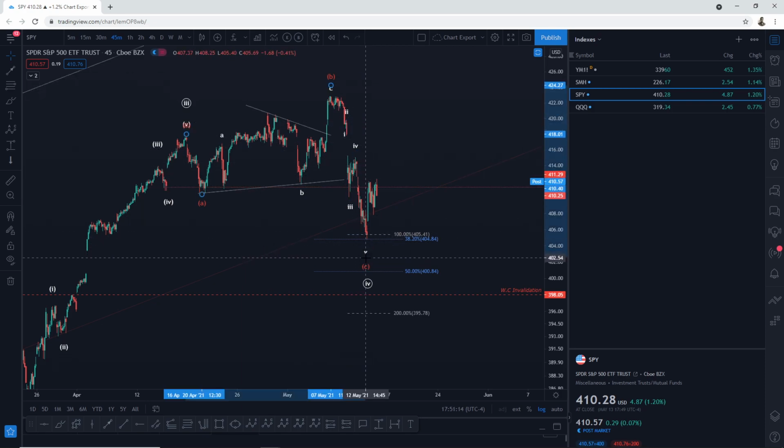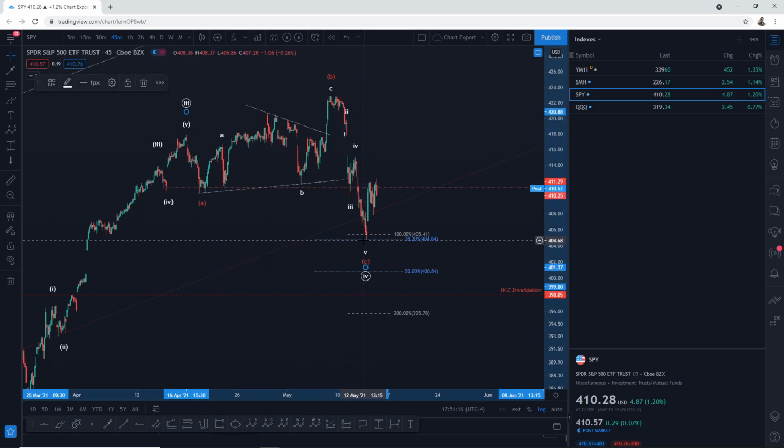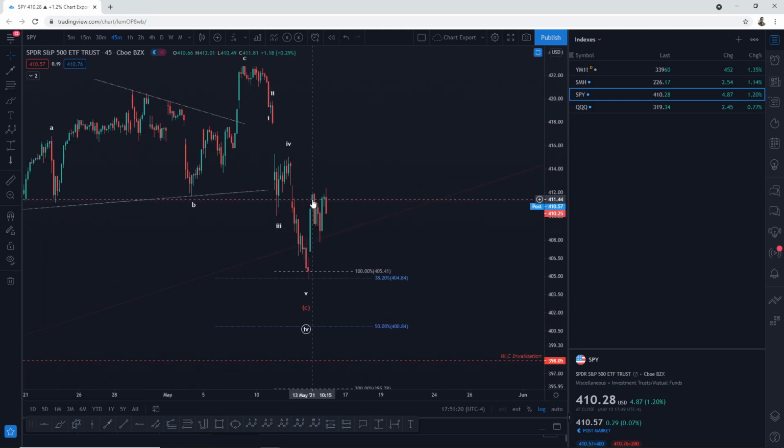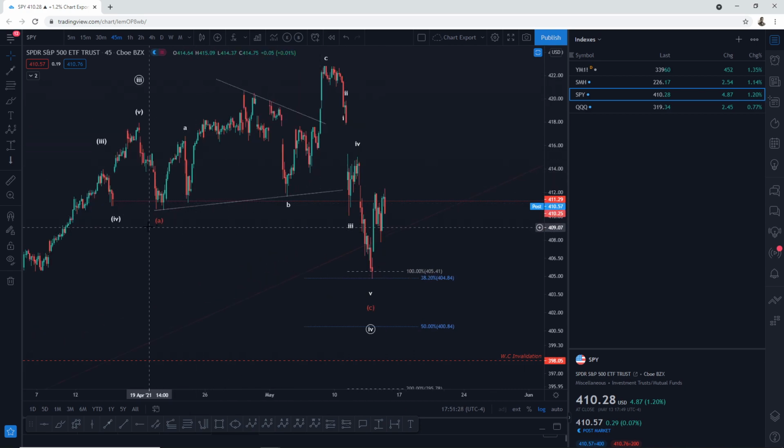If this is in fact the end of this correction, then the way I'm looking at this, guys, is that this is up in 1, down in 2, up in 1 again, down in 2, into a nesting, and then we're going to head on higher. But we first need to break this level here, 411, okay, 411.29 or 412.